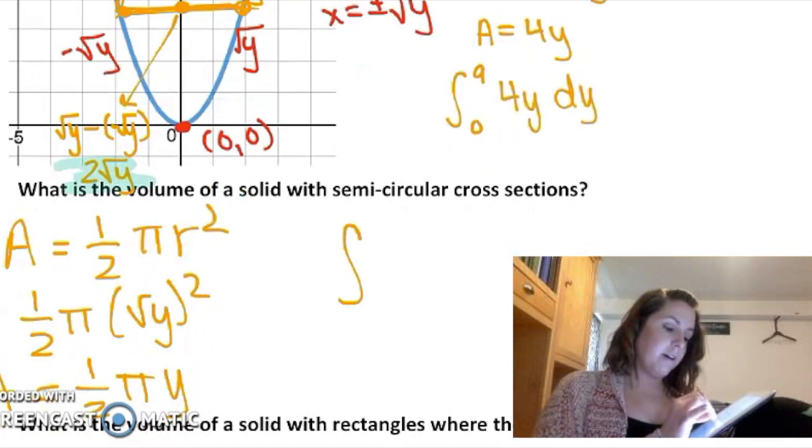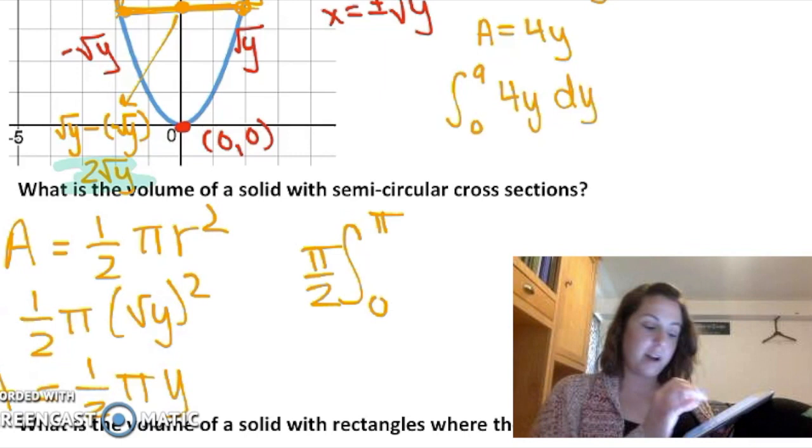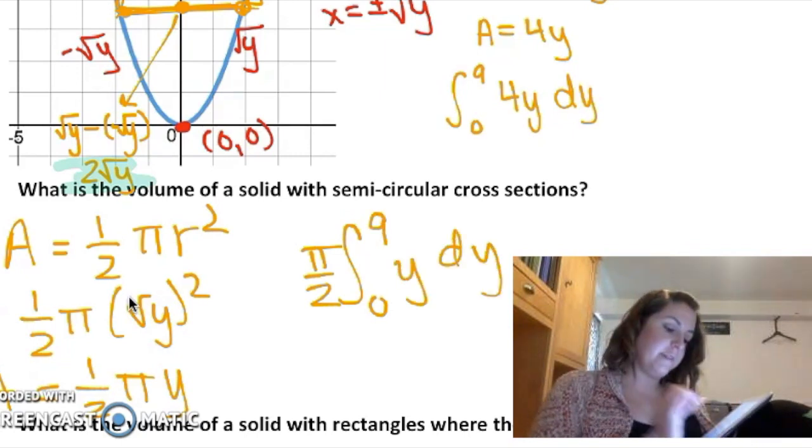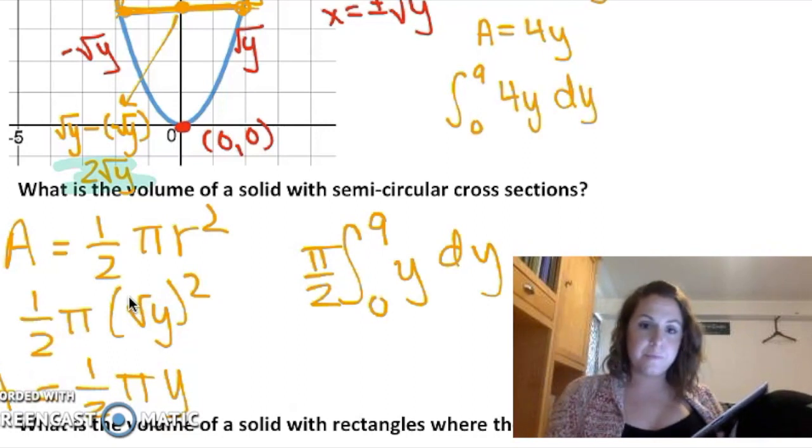And so I'm going to have the integral from 0 to pi of pi over 2. That can just come out to the front, y dy. Actually, that should be bounds from 0 to 9. Remember, we're looking at y values.